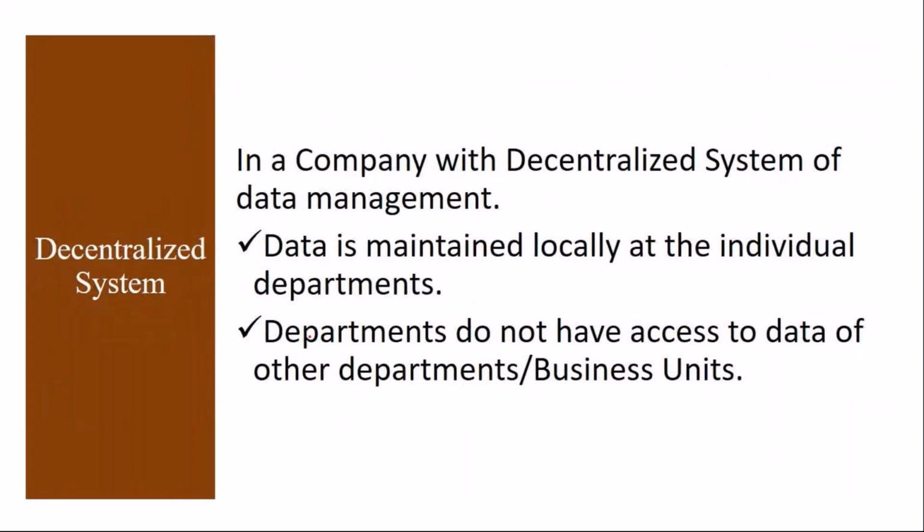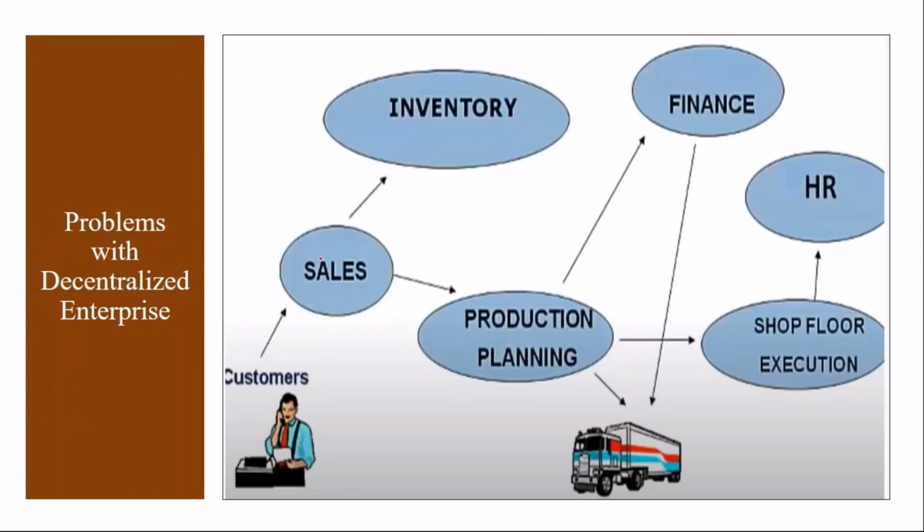Now another one is these departments do not have access to data of other departments or business units. So a particular department cannot have access to the data of the other department. These are called decentralized systems. Now we will understand what the problems with these decentralized systems are.